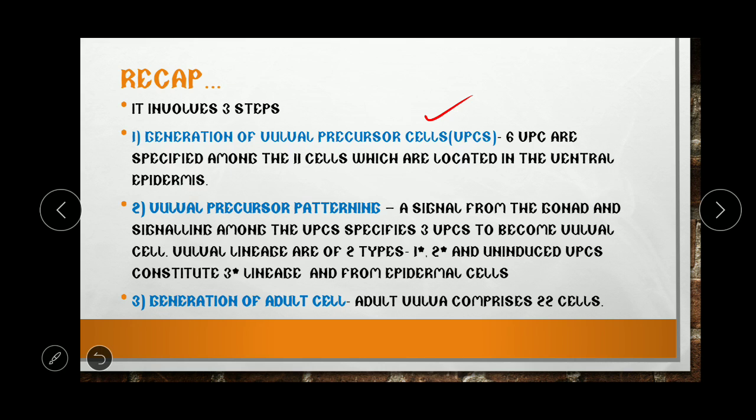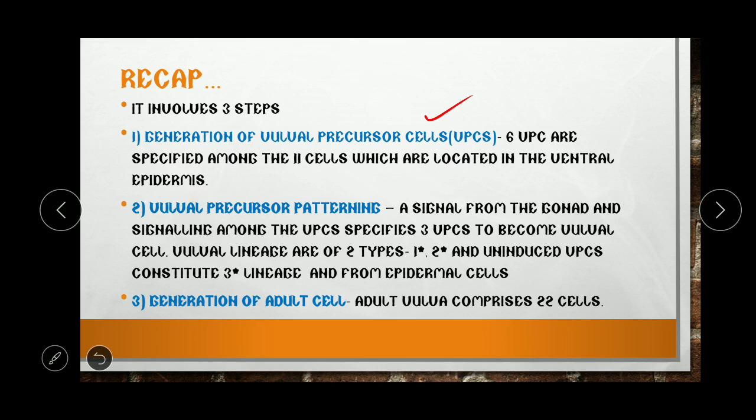Then the vulval precursor patterning. Although there are 6 VPCs, their degree, that is the vulval precursor patterning, is different. The signal from the gonad and the signaling among themselves, that is the intercellular signaling between all the VPCs, determine their fate. So there are 3 types of vulval lineages: 1 degree primary, 2 degree secondary, and 3 degree tertiary. 1 degree vulval precursor cells are the cells receiving the highest concentration of the signal, that we will discuss. Secondary or 2 degree cells are receiving a little bit lesser concentration, and tertiary or 3 degree cells are not receiving any signal.